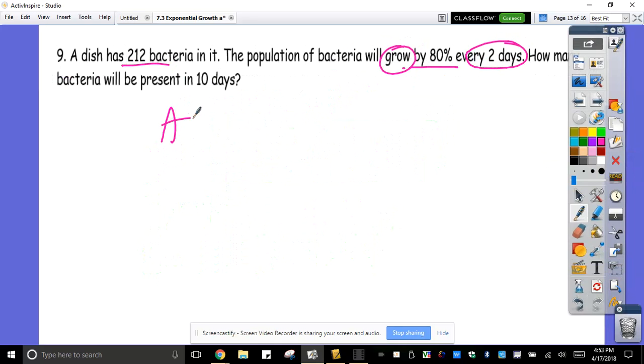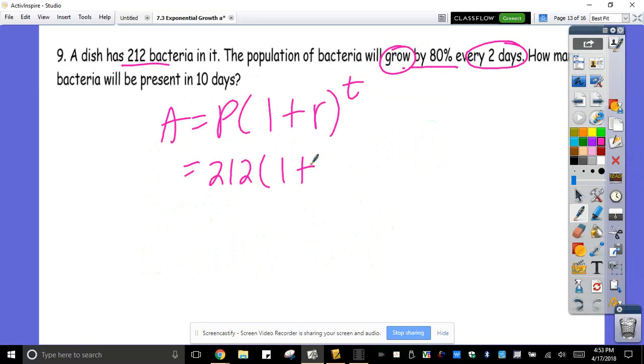Okay, so A is equal to P(1 plus r)^t. It's growing, so plus the rate to the t power. How much is starting? At 212. The rate there is 0.8, or 80%. The t is not 10 because the 80% happens every 2 days. So how many 2 days do we have in a 10-day? It's going to be 5. So there you have it.